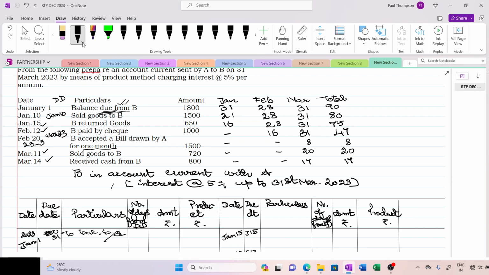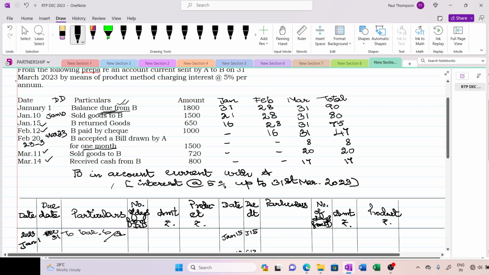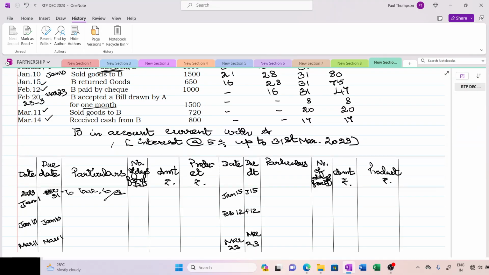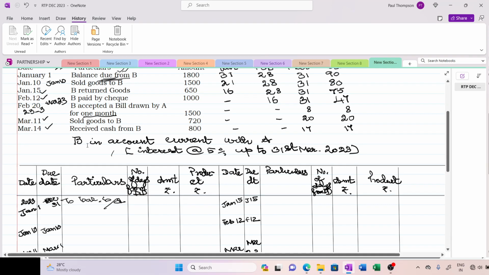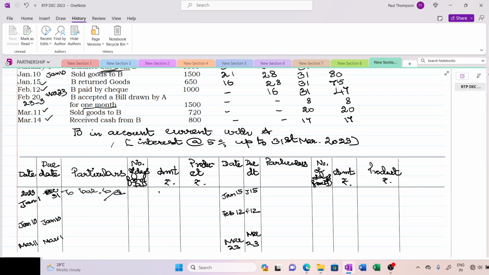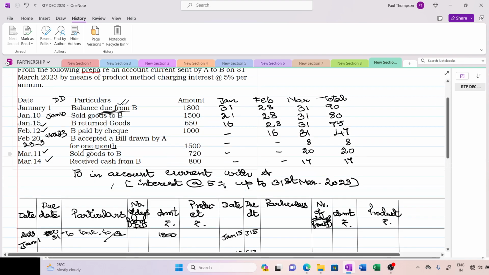this. It means that this amount was due from him not on 1st January. It was due from 31st December. So while calculating the number of days from the due date, you have to be careful about that. The amount due from him is rupees 1800. For easiness, I have already calculated the number of days and I'll just explain to you.